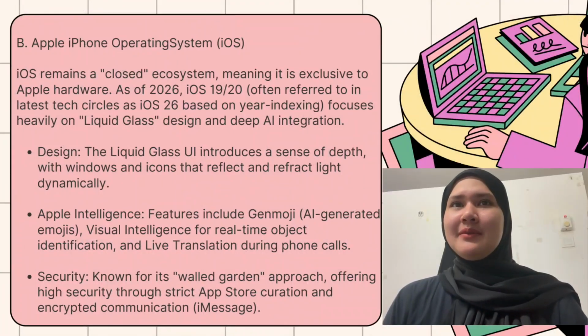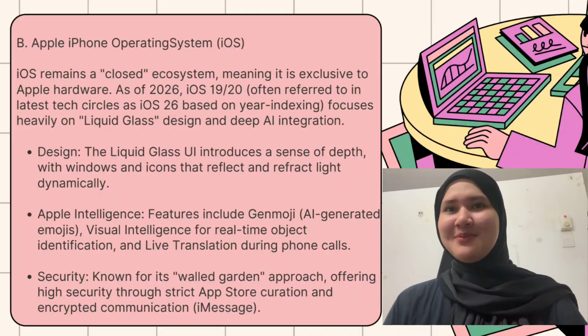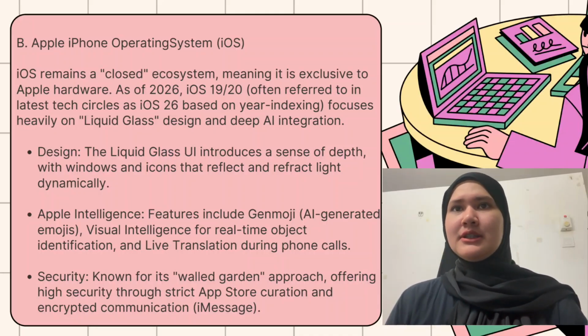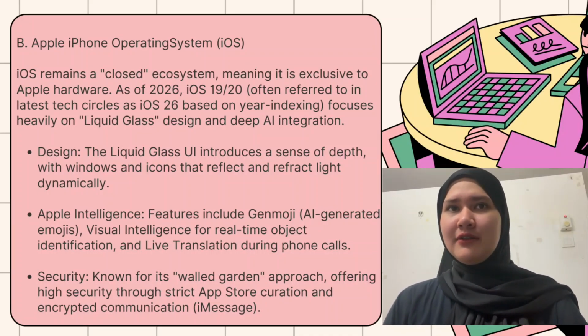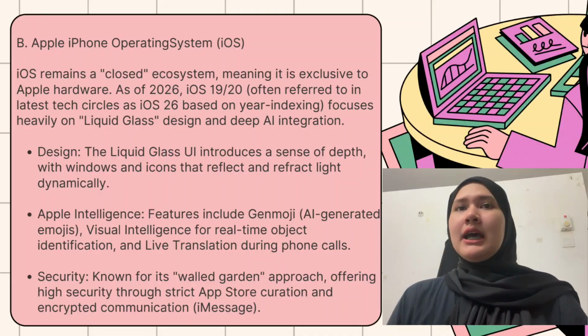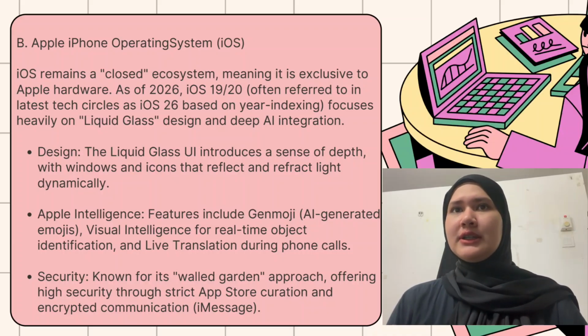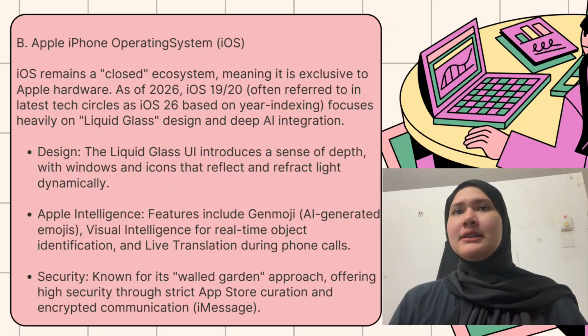I will describe the second of the three primary mobile operating systems, which is Apple's iPhone operating system, iOS. iOS remains a closed ecosystem, meaning it is exclusive to Apple hardware. As of 2026, iOS 19 to 20, often referred to in later circles as iOS 26 based on year indexing, focuses heavily on Liquid Glass design and deep AI integration.